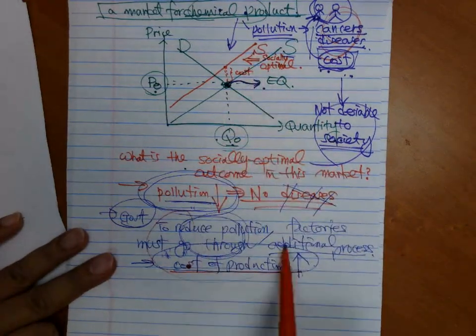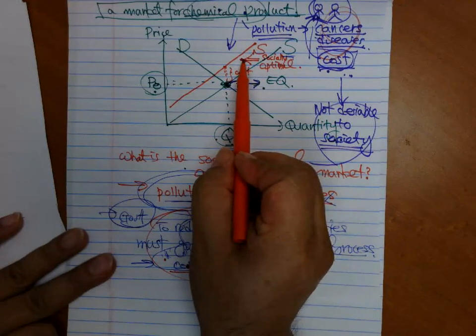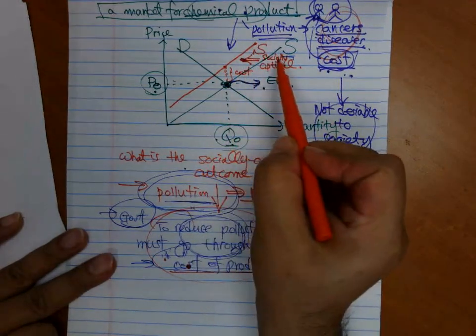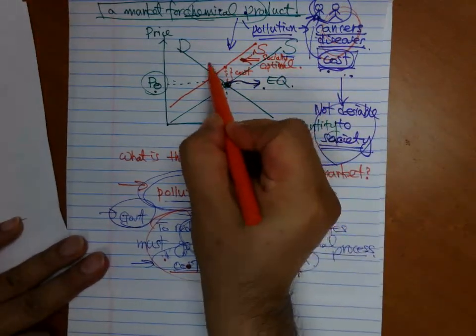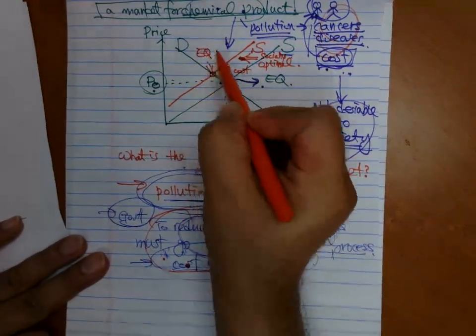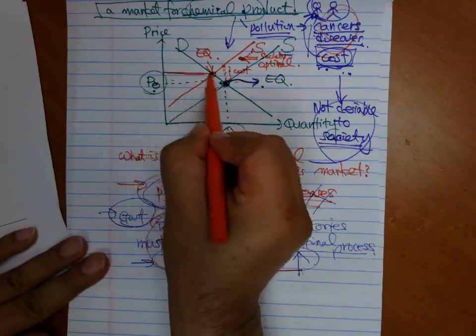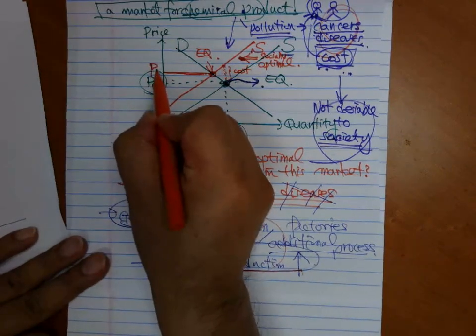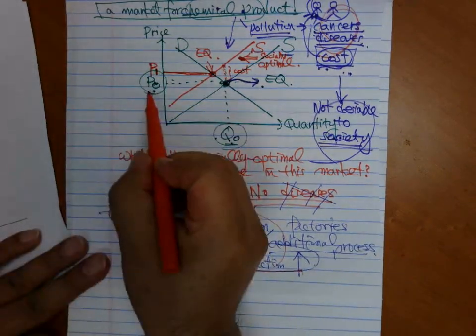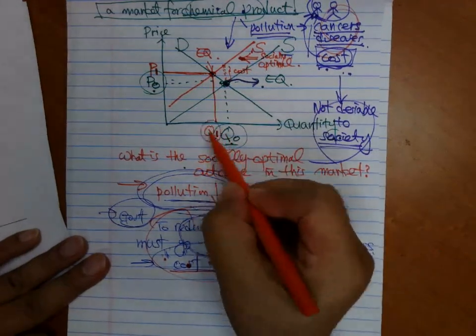And therefore, at this equilibrium, price of the chemical product must be this level, P1, not P0. And this much of a product must be traded, produced. So this is the socially optimal outcome. This one, socially suboptimal outcome. This is not socially optimal outcome, but this is socially optimal outcome.